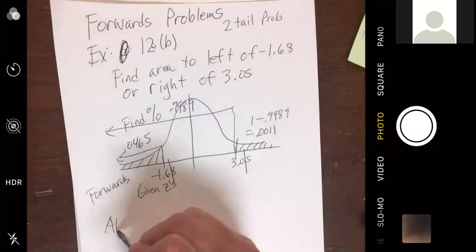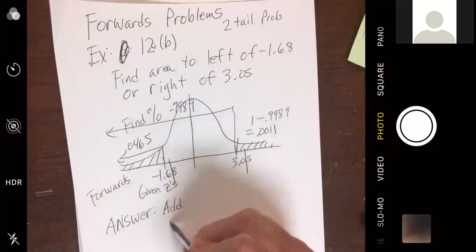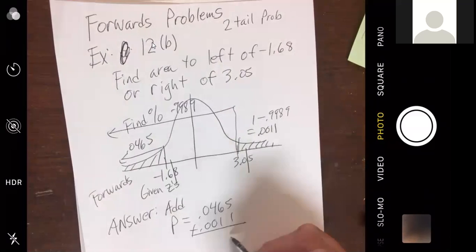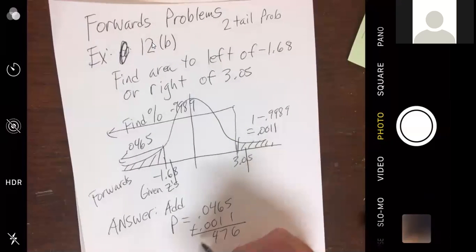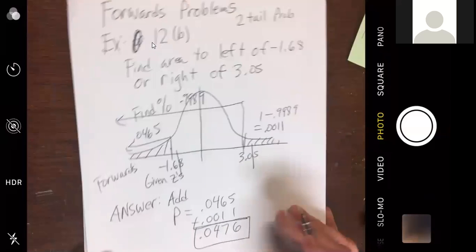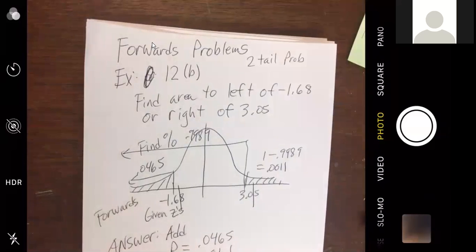Now my answer. Add. Probability is 0.0465, and I add 0.0011. 0.04676. So that's the example of a two-tail forwards problem.